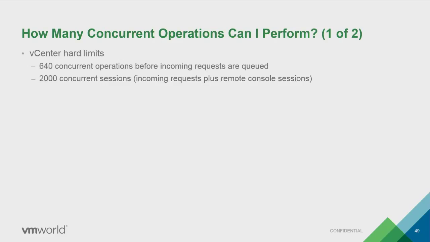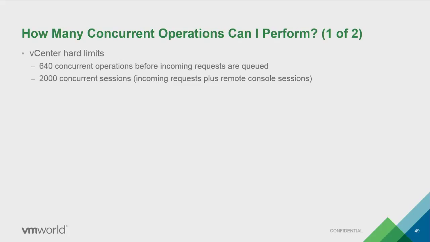A lot of times I get questions about how many concurrent operations I can do in vCenter. The hard and fast rule is that I can do up to around 600 concurrent operations at one time before any other request that I have gets queued. vCenter has a hard limit of 2,000 concurrent sessions. So 2,000 people can log in, or I can have 1,000 people log in and have 1,000 remote console sessions. The point is, at 2,000, vCenter will stop accepting logins.